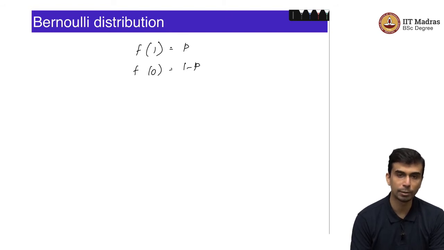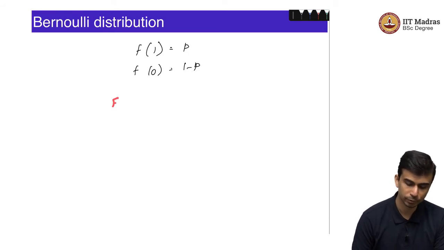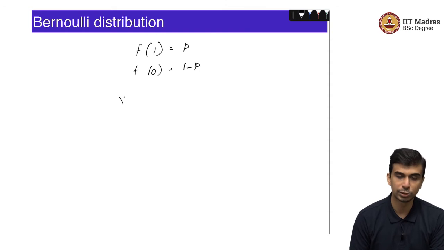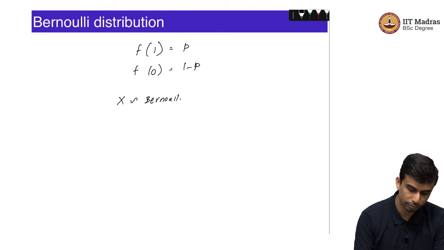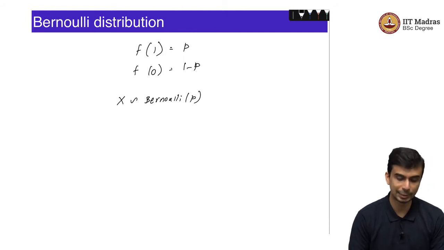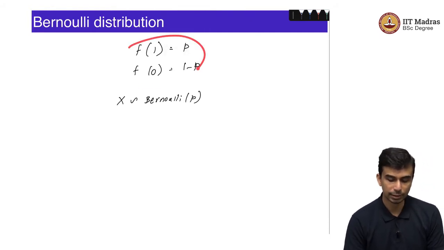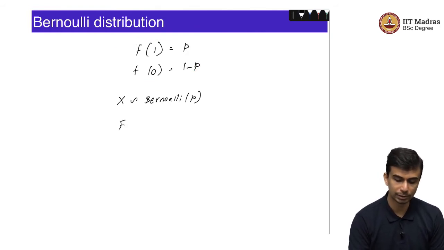So this p is often called the bias. If p is equal to half, it is an unbiased Bernoulli distribution, but you can have a general p which would be called the bias of the Bernoulli distribution. So this is a pretty simple distribution, which can take only values 1 and 0. You might see it written as x is distributed as Bernoulli p. This might be a statement that you would see: x is a random variable distributed as Bernoulli p. By that we mean the probability mass function of x is equal to this.